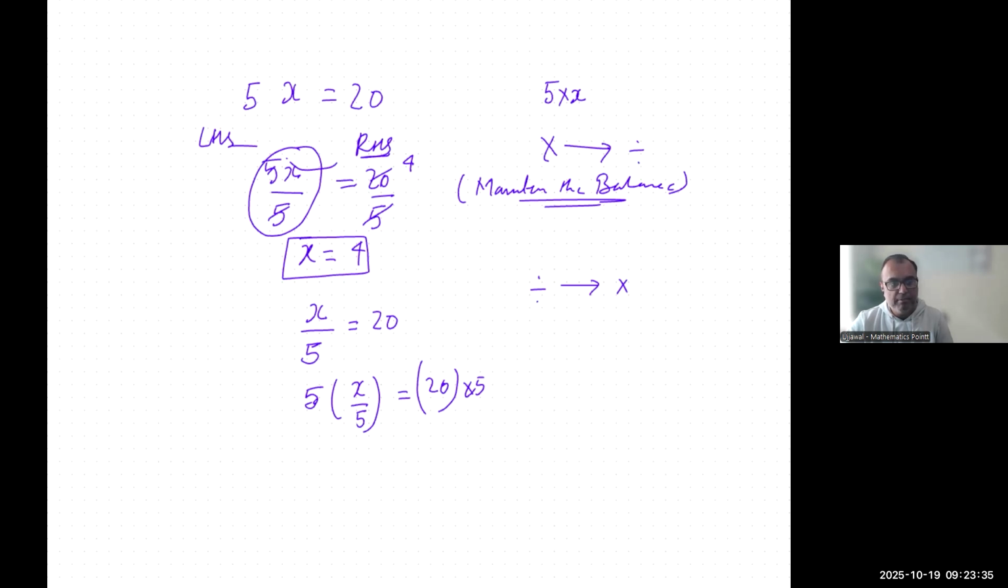Now, open the brackets up. 5 times x over 5 equals to 20 times 5. 5 and 5 is cancelled, and what I'm left with is x equals to 100. I'm moving to the next page now, page number 5.